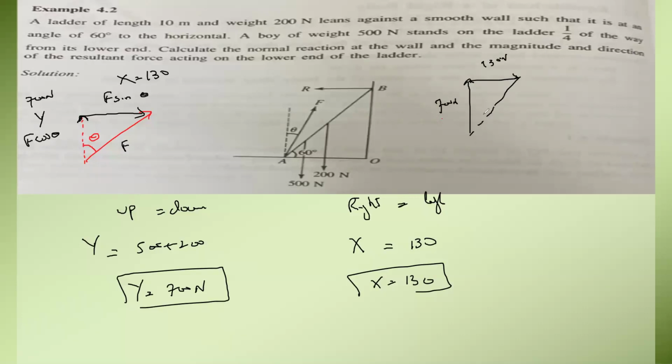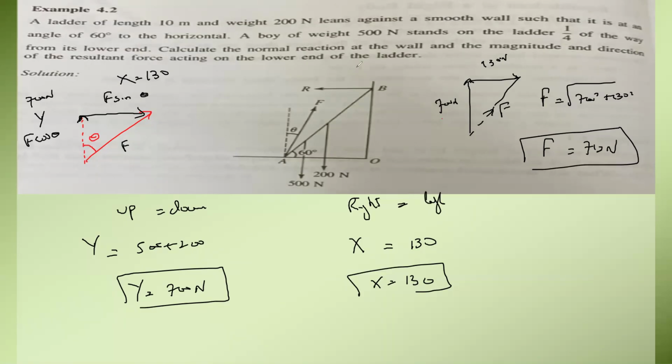If we want the resultant, how do we work it out? You can use Pythagoras' theorem. According to Pythagoras, it will be the square root of 700 squared plus 130 squared. So the value of F will be equal to 712 Newtons. That's how we work out the value of F.